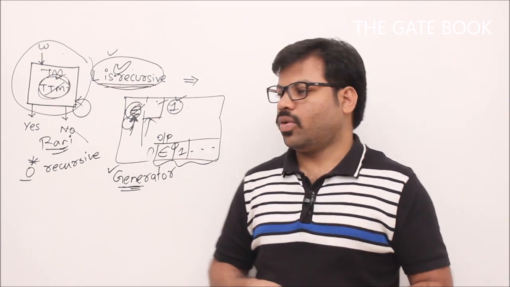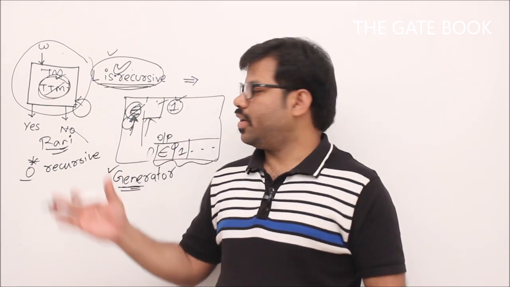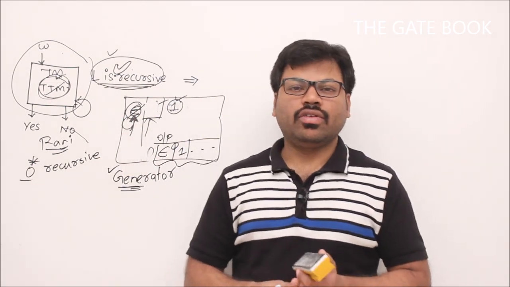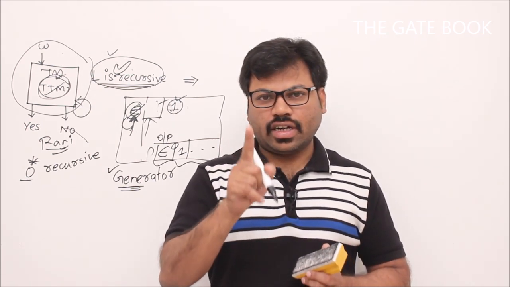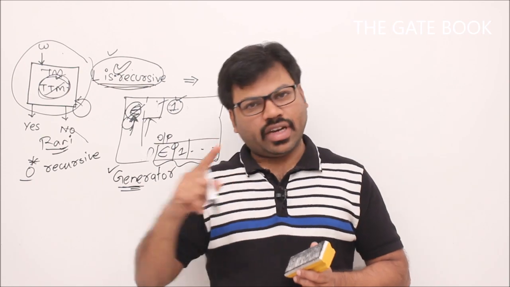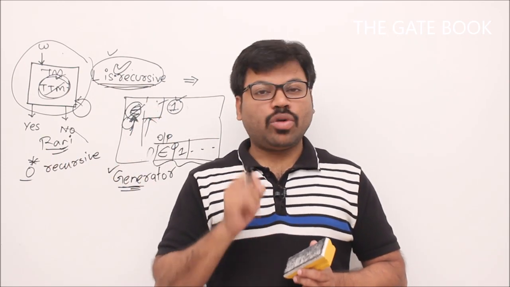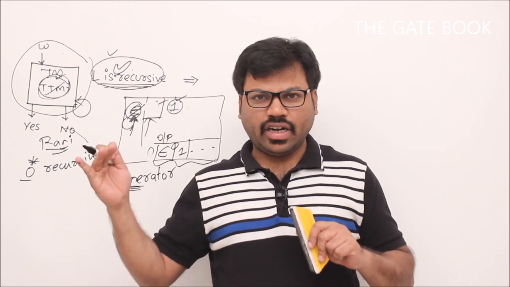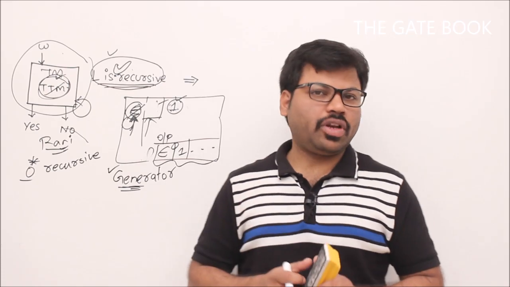Understand? So this is about effective enumeration, generators and Turing machines. Now the final line: recursive languages can definitely be enumerated in lexicographic order, and recursively enumerable languages are effectively enumerated but may not be guaranteed lexicographic order. That is a very important point you have to remember, right?